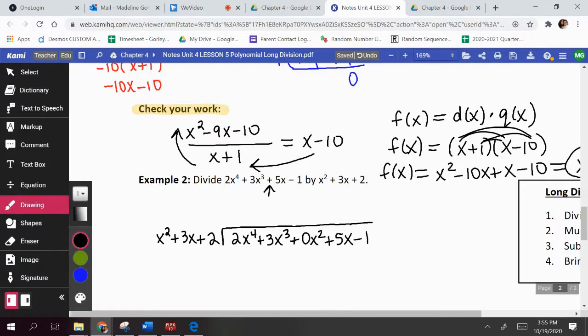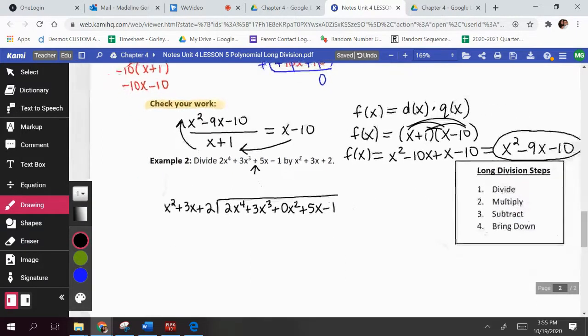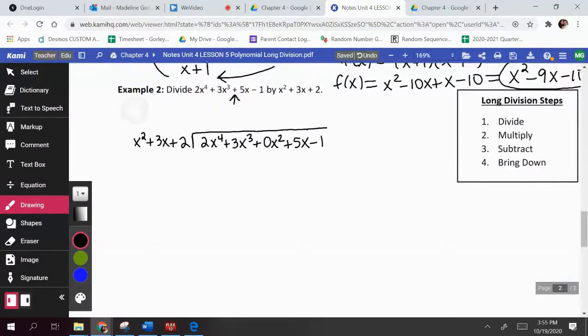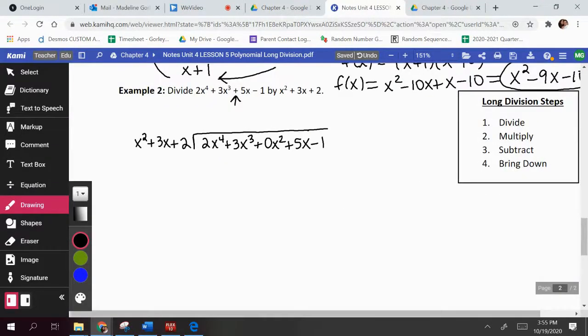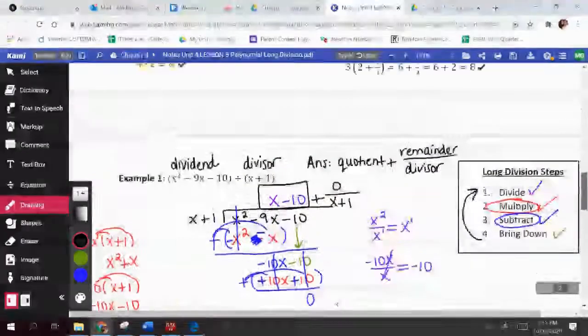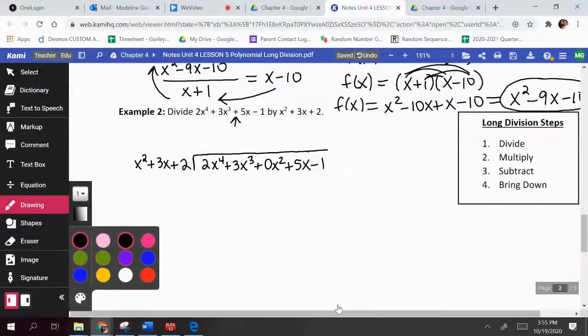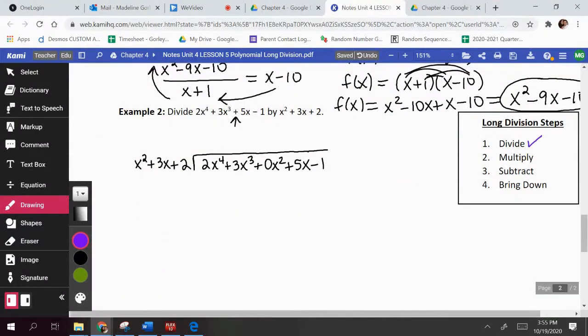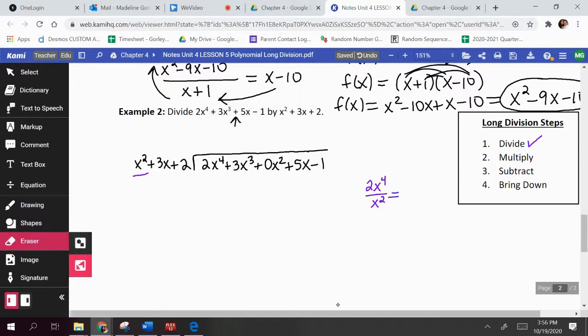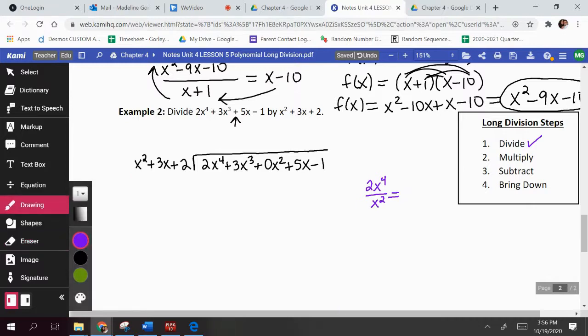So now I can start my long division process. Divide, multiply, and subtract. Bring it on down and bring it on back. See what I use? I use purple for divide up top, so we'll do the same thing. Divide, first inner by first outer. We would have 2x to the 4th divided by x squared. Remember, when we're dividing like bases, we subtract the exponents. So I'm going to have 2x to the 4 minus 2, which would be second power. I'm going to put that up top.